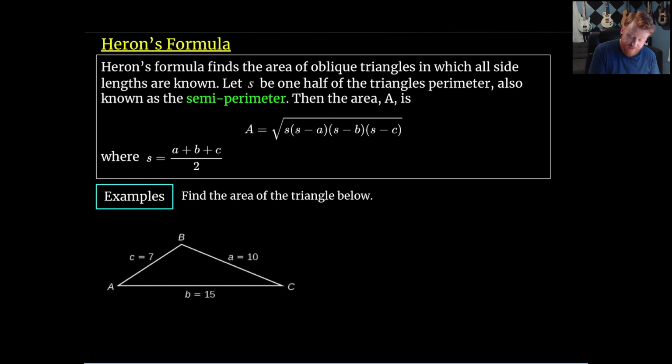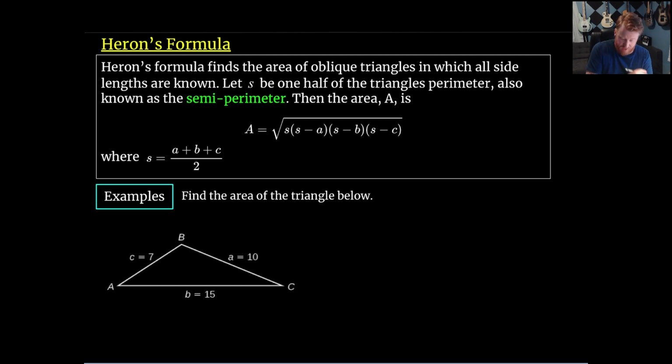So Heron's formula finds the area of oblique triangles in which all the side lengths are known. So we will let S be 1/2 of the triangle's perimeter, also known as the semiperimeter. So here I've got a specific formula for S. Hopefully that makes sense. We'll just find the perimeter, which is the numerator here, divide it by 2, and then that's 1/2 of the perimeter. So we call that the semiperimeter. We can find the area is equal to the square root of the semiperimeter times the semiperimeter minus 1 of the sides, times the semiperimeter minus 1 of the other sides, times the semiperimeter minus the third side. Put that all together and take the square root, and we should get the area.